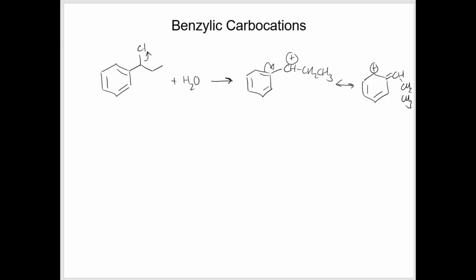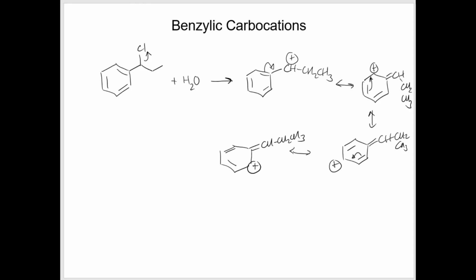So what I'm doing is I have benzylic, but it looks like an allylic, so I can now move this pair of electrons and form this carbocation, and then I can move this pair of electrons here. So there's a second resonance structure that I can draw. And then a third resonance structure I can draw by doing that. So there's 3 resonance structures that you can draw for this benzylic carbocation.